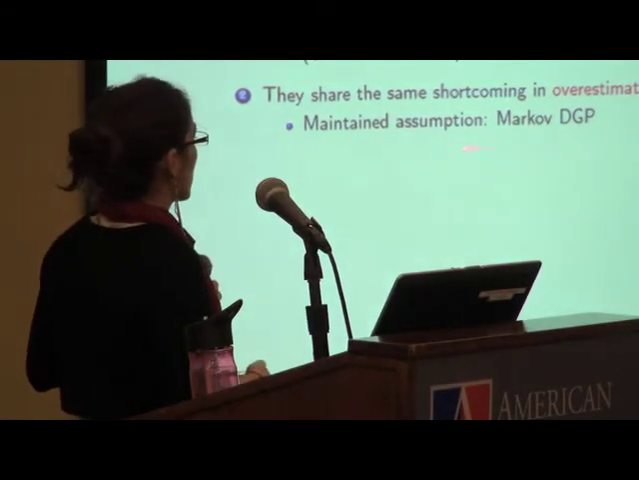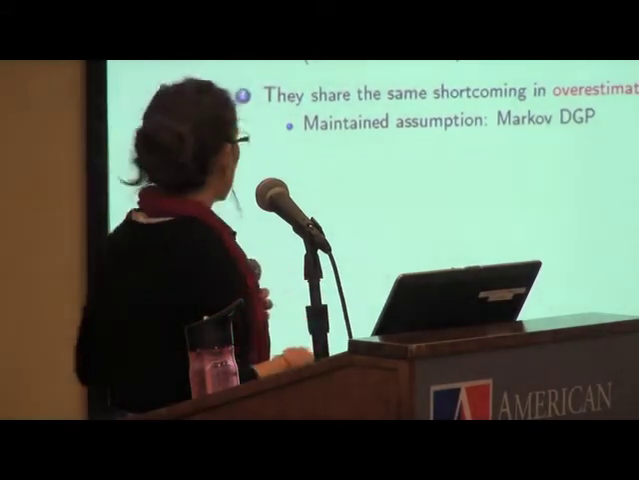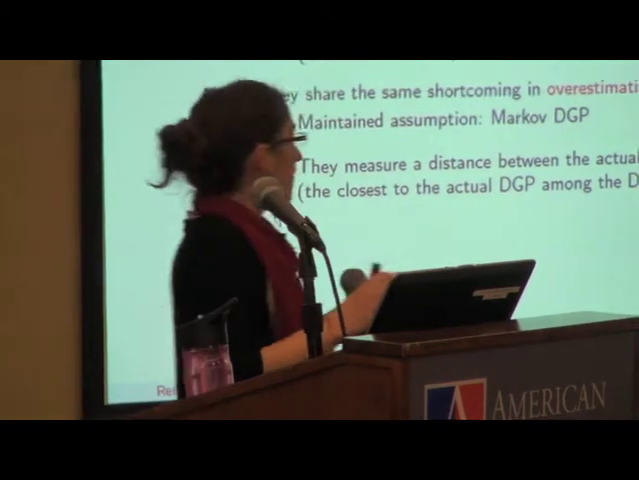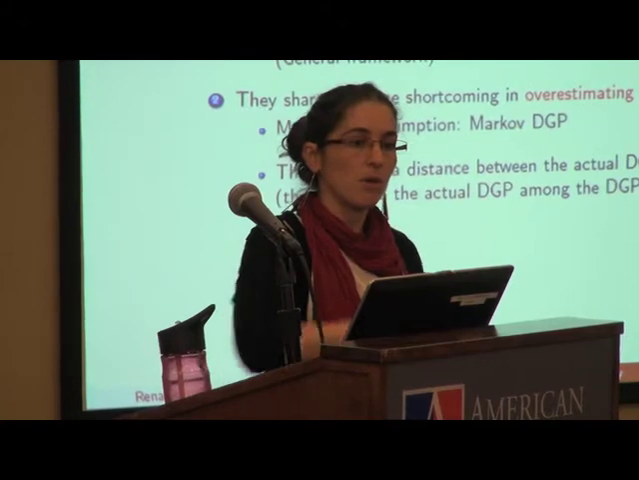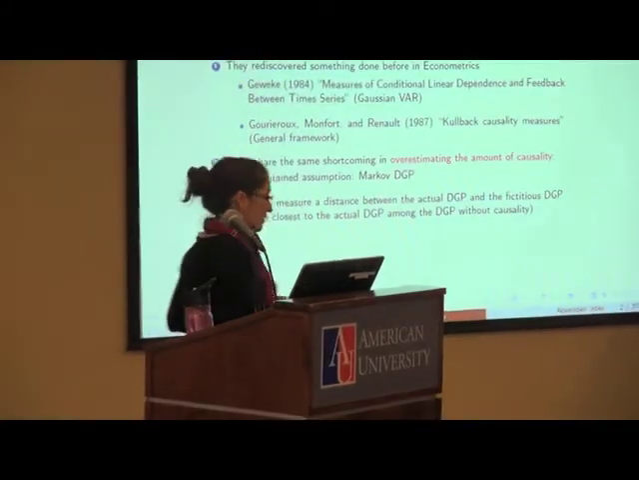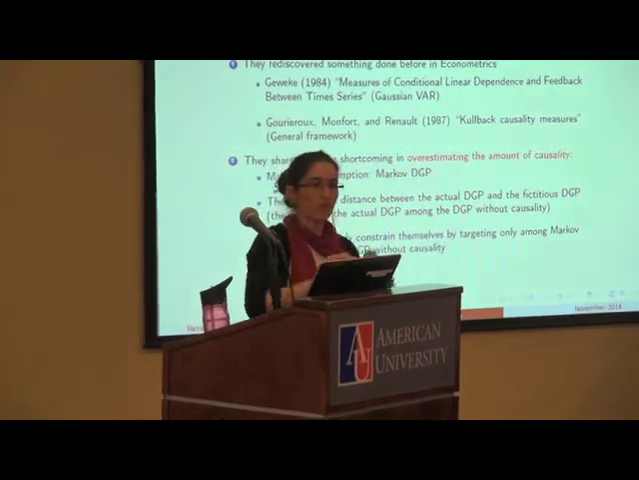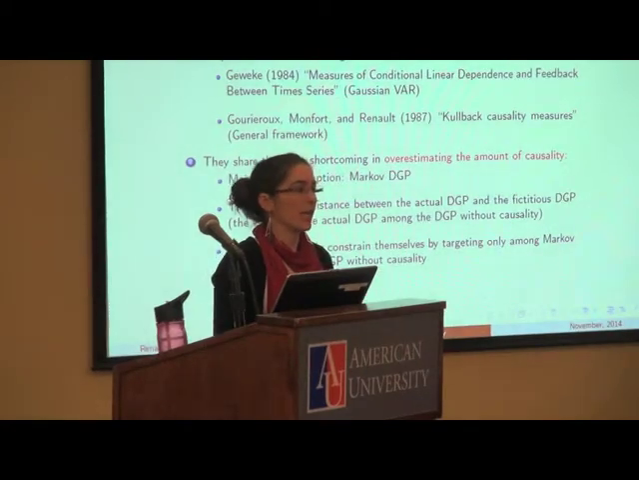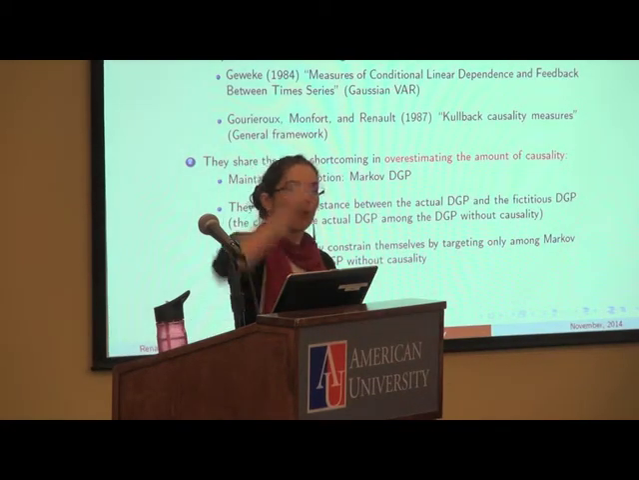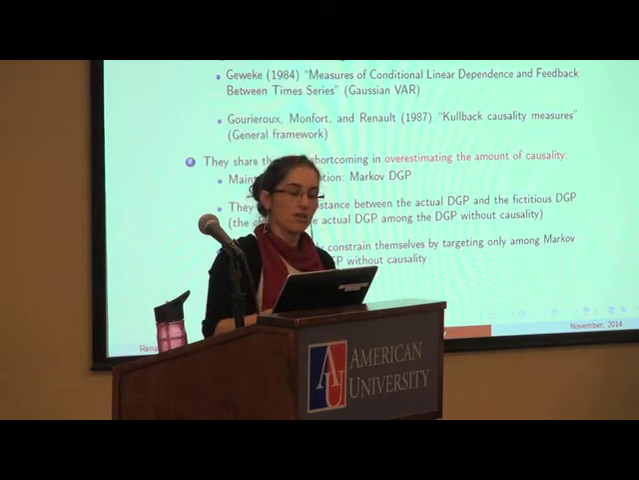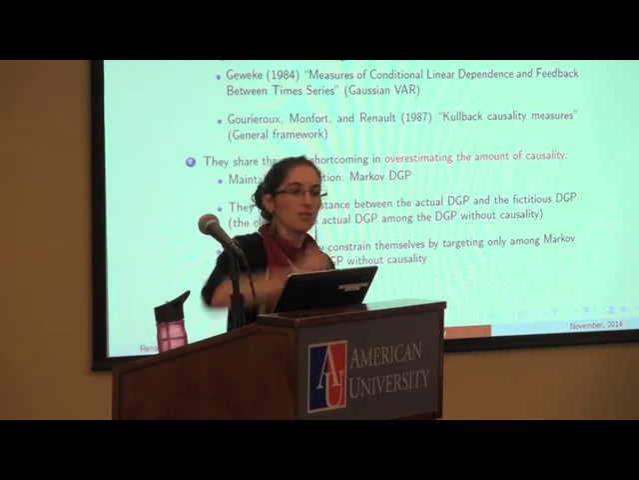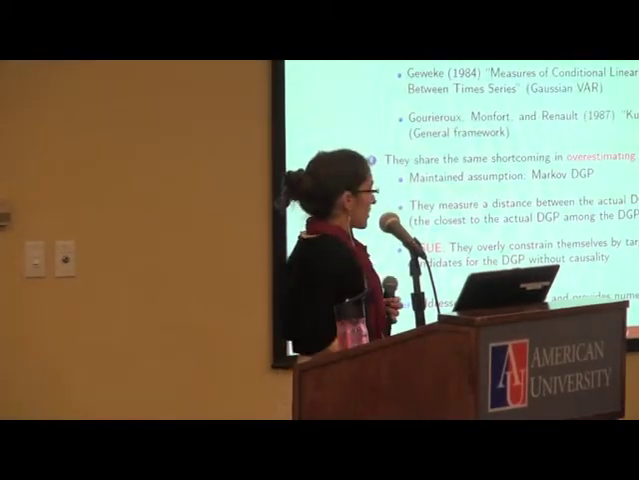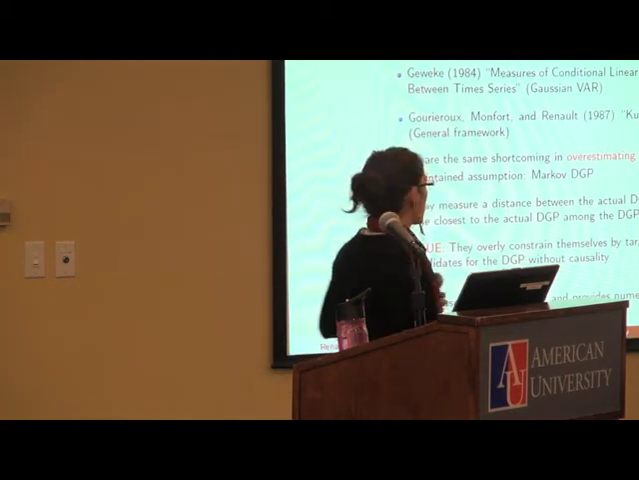If we start from the assumption that we have a Markov data generating process, then they measure the distance between this true DGP and a set of fictitious DGPs, which are the ones in the world without causality. So far, so good. But the issue arises because when they look for those candidates in the world without causality, they over-restrict themselves because they only look for Markov candidates. As a result, you are trying to compute the distance from the true DGP to a smaller set of DGPs without causality, and so you end up overestimating this distance. So our paper addresses this shortcoming, and we provide some numerical evidence on this.